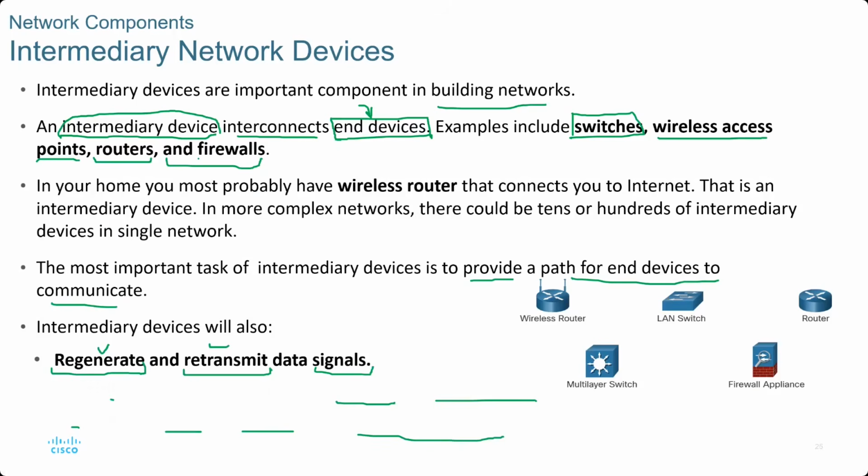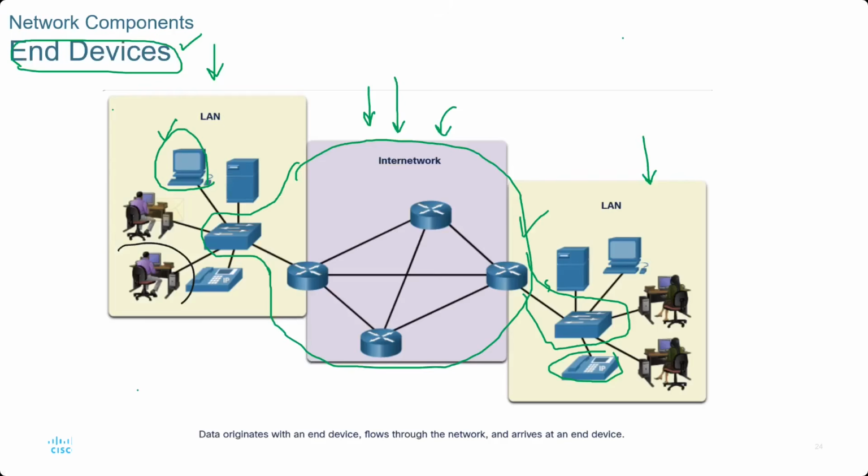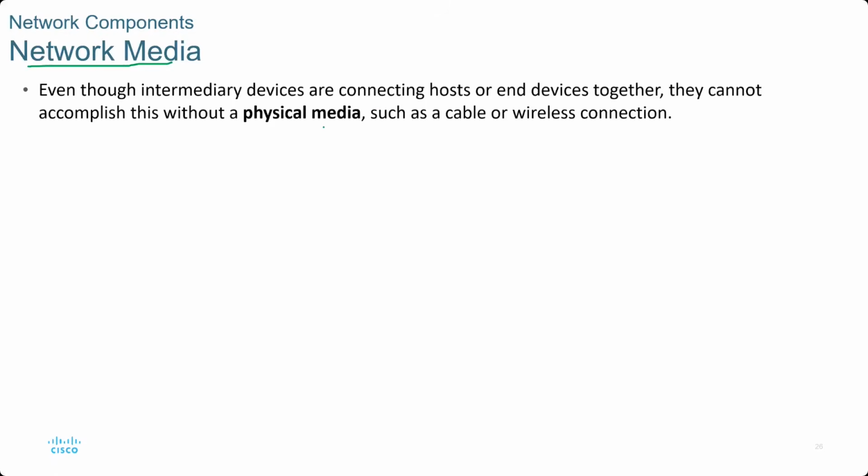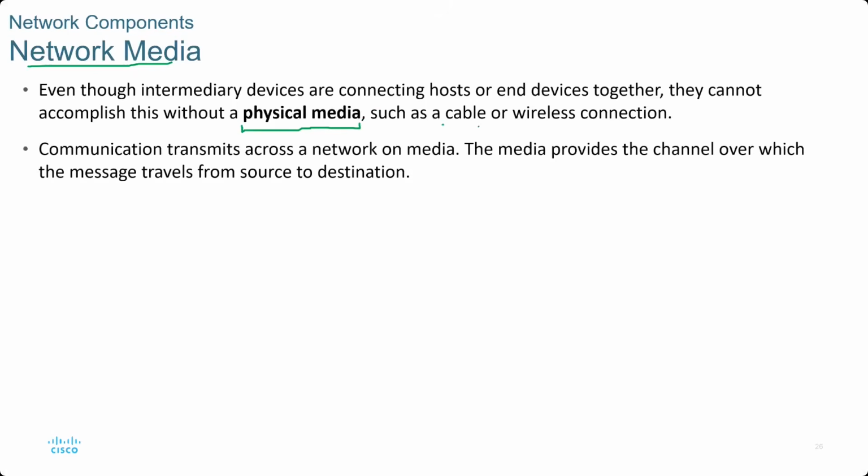Now, we talked about two components so far. We talked about the end devices here, here, and then we talked about the intermediary devices like this one, this one. But there's a third component that is necessary to create a network, and that is this medium. There has to be a physical pathway between these intermediary devices and end devices as well to interconnect them together. That is called the network media. There has to be a physical connection between them. So the intermediary devices and end host devices cannot communicate together without a physical media such as a cable or a wireless connection. Even if it's wireless, it's still a physical connection.